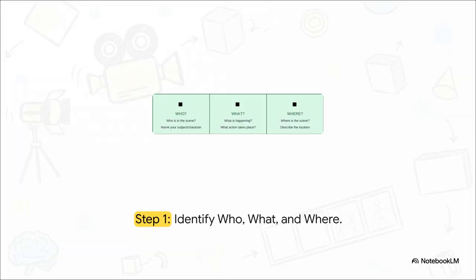So, how do we plan? It basically boils down to a totally foolproof formula. Step 1. Identify the who, what, and where. Who is in the scene? You got to specifically name your subject or your character. Then, what's happening? Like, what is the exact physical action taking place? And finally, where are we? Describe the location clearly. Trust me on this. If you can't answer those 3 questions right off the top of your head, you are not ready to shoot.